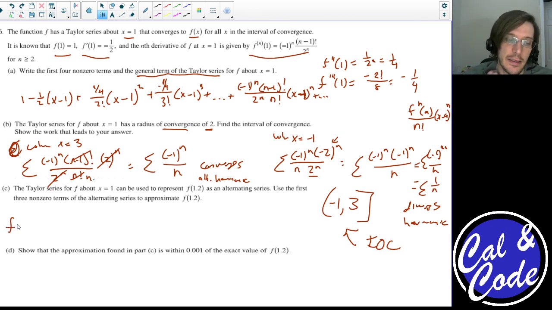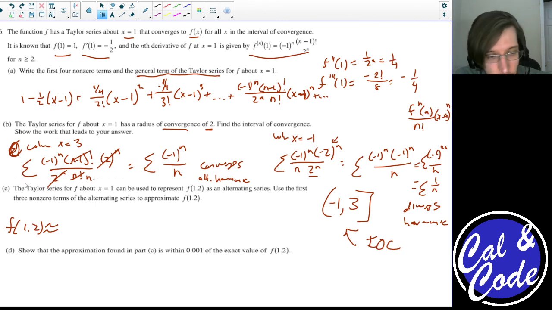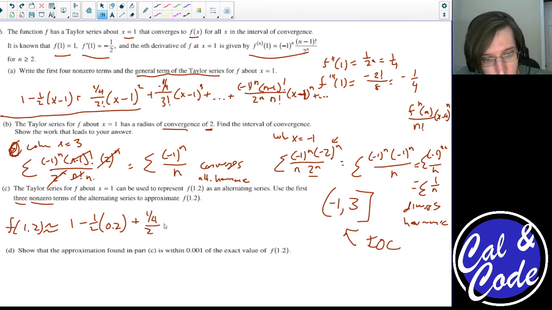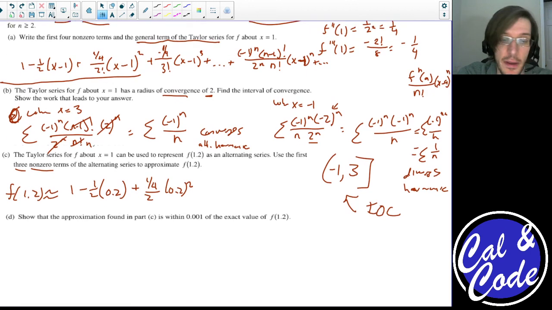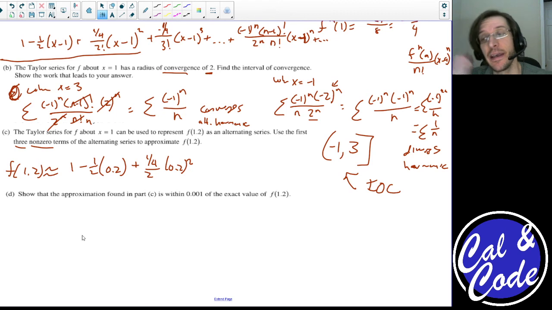Okay, they want us to approximate f at 1.2. To do that, I'm going to put in 1.2 for x, only using the first 3 non-zero terms. If I do that, that means I'm going all the way up to the squared term. So I have 1 minus 1/2 of 0.2, that's 1.2 minus 1, plus 1/4 over 2, 0.2 squared. I am not simplifying that. Somebody else can. All right. Show that the approximation is within 1/1000th of the exact value.